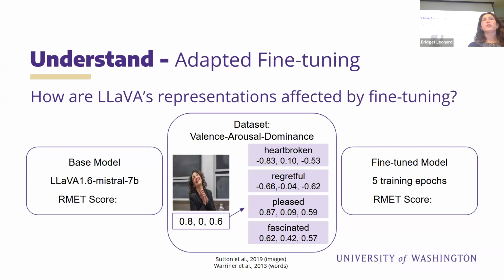This is a classic way to dimensionalize emotions. So valence is usually the positivity or negativity of emotion. Arousal is the intensity of that emotion. And then dominance is a little more complex, but it's basically how much control someone has over a situation.